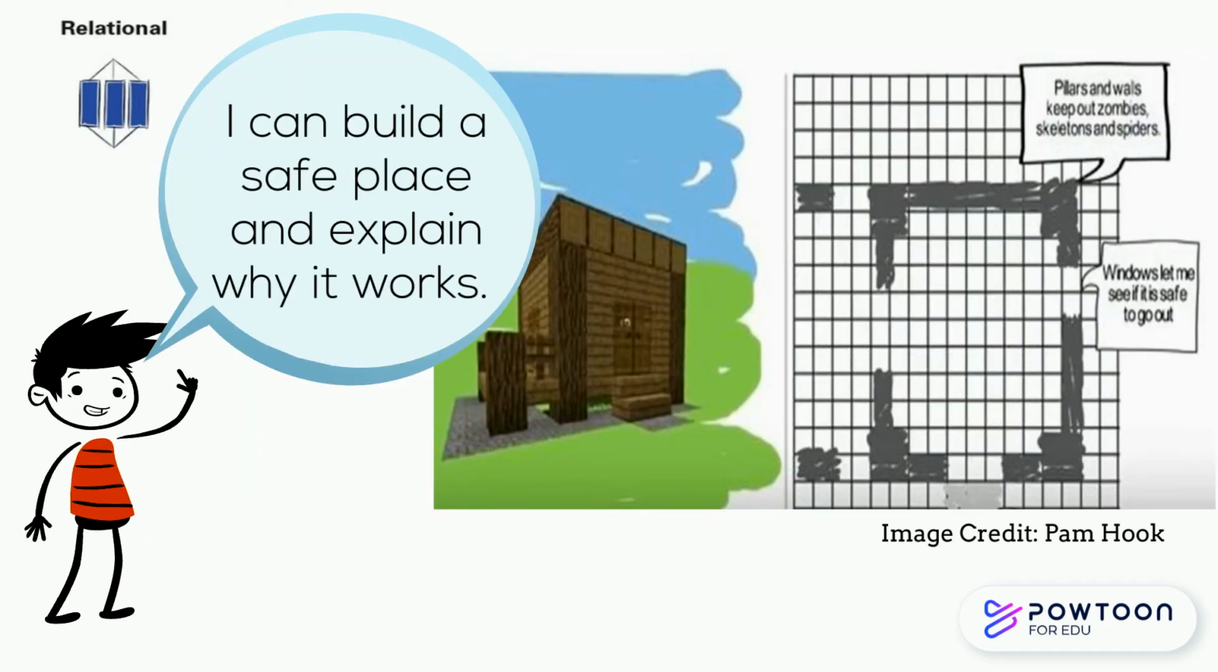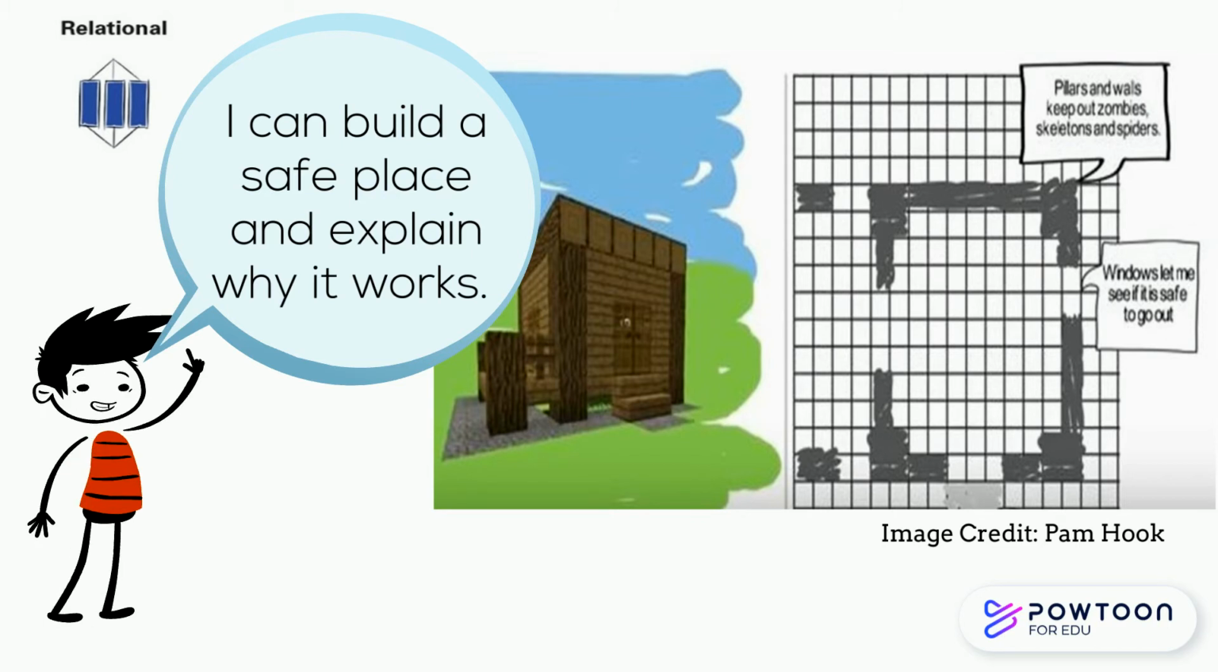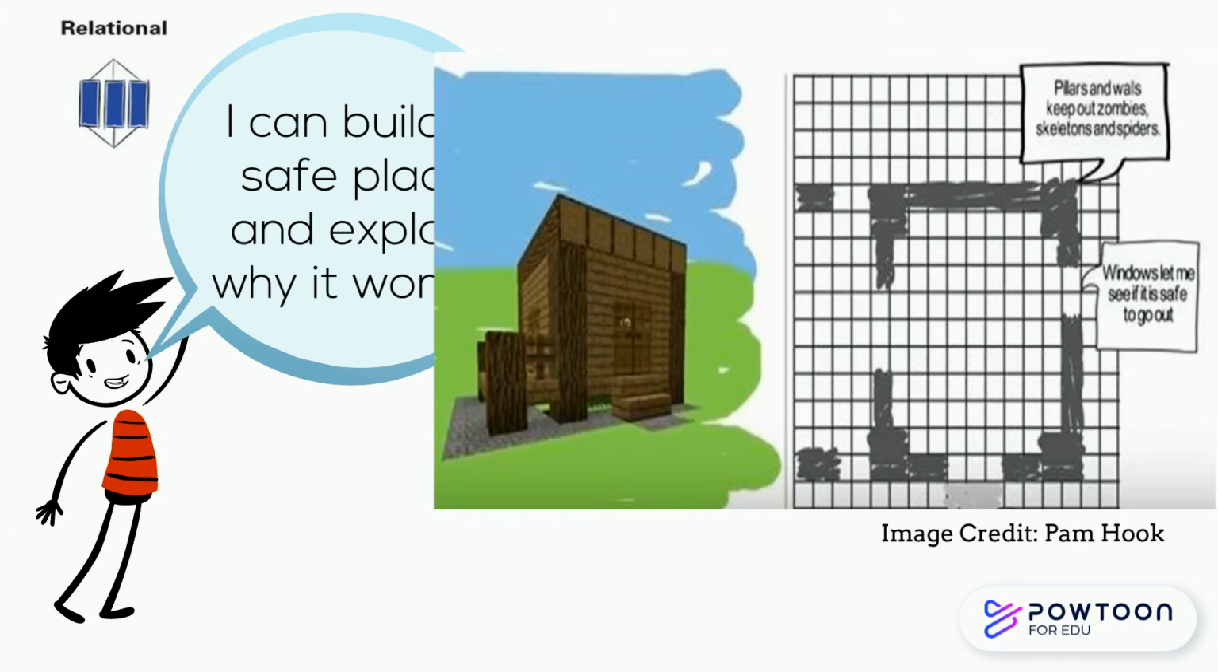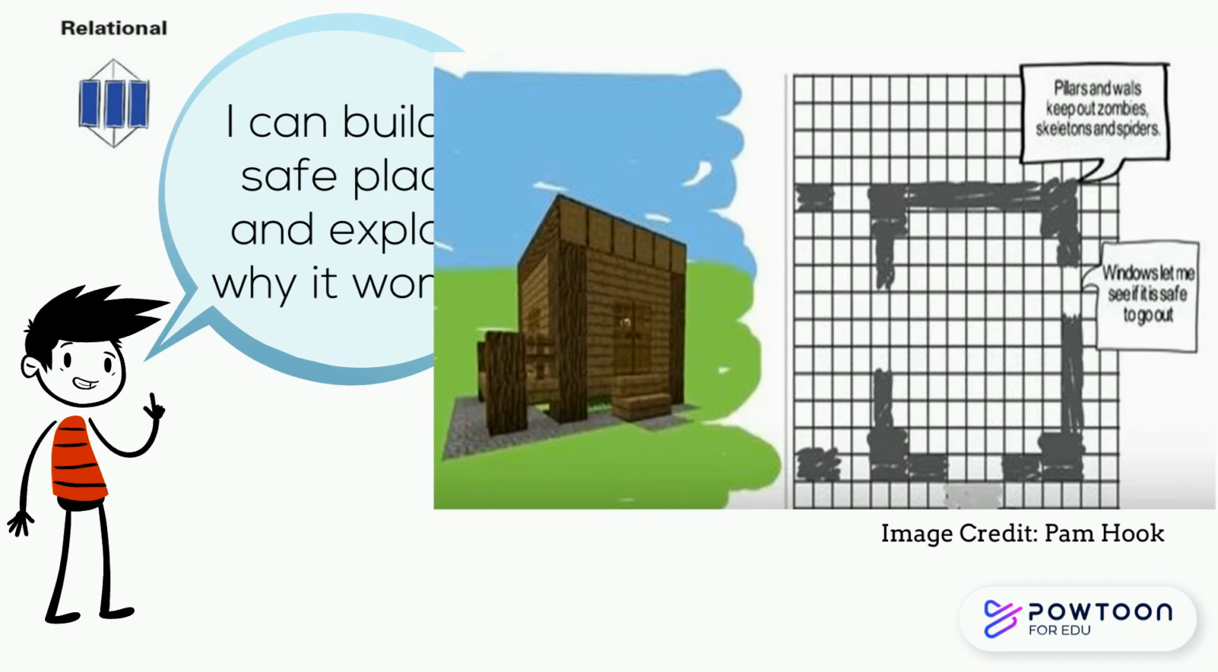When students understand how to build a safe place and explain why it works, we can conclude that they are at the relational level of understanding. Here, they are able to appreciate the significance of the parts in relation to the whole. So the house is understood perfectly in terms of its relationship or structure between all its separate parts, between the pillars, the walls, the windows, and the other structures in the house. Finally, students are able to see what a house is in its integrated entirety.